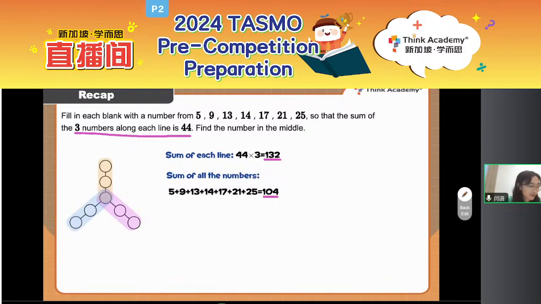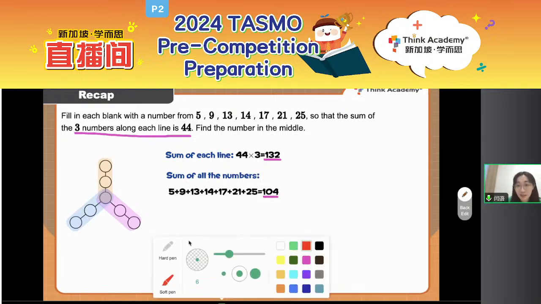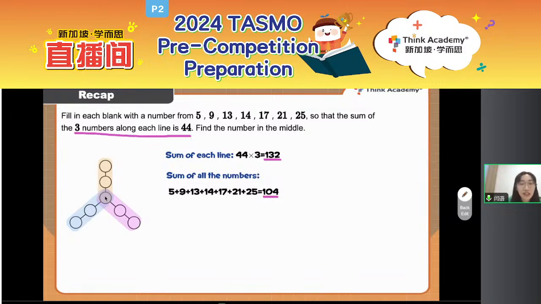Correct. Actually, you can see that the number in the middle is repeated, right? When you count the pink line, we count 1, 2, 3. When you count the orange one, we count 1, 2, 3. When you count the blue one, again, 1, 2, 3. So when you add 5, 9, 13, 14, 17, 21, 25 all together, for each blank there is only one tick, right? But if you count the sum of each line and then add them together, for the middle circle there are 2 ticks.